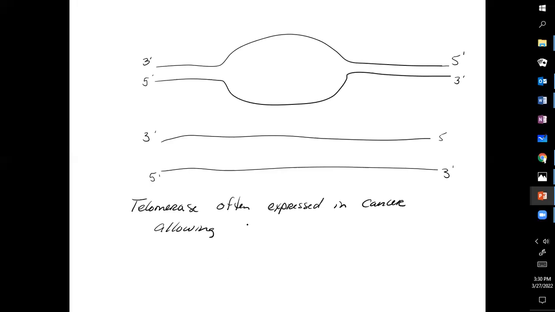It's not the only thing mutated or present or being abnormal, but it's one of the key factors that is often found in cancer cells. So that's what happens at the end of linear chromosomes. We've got these telomeres protecting our genetic information. We've got telomerase, the enzyme that makes the telomeres.